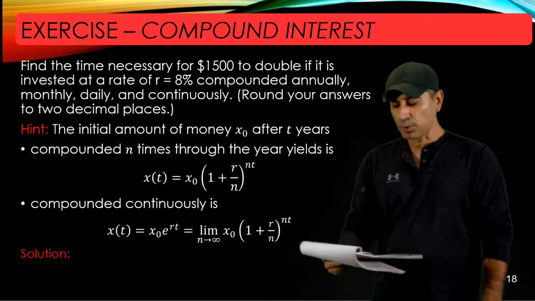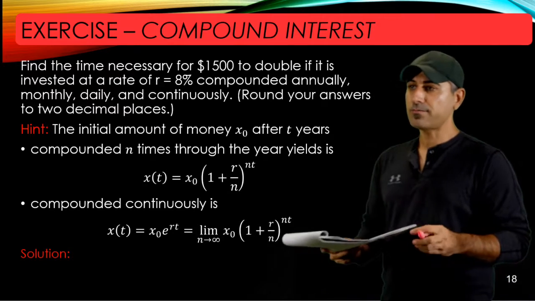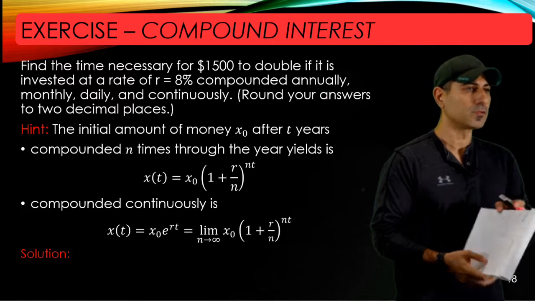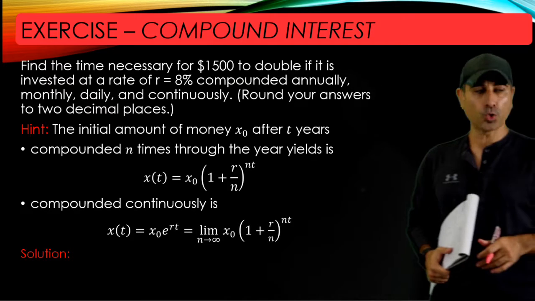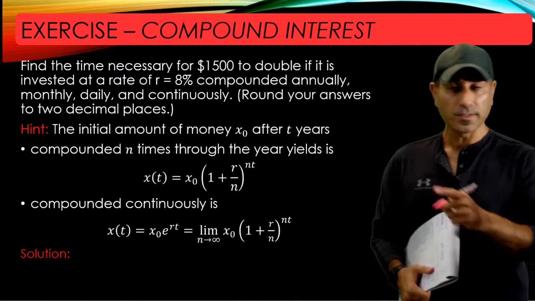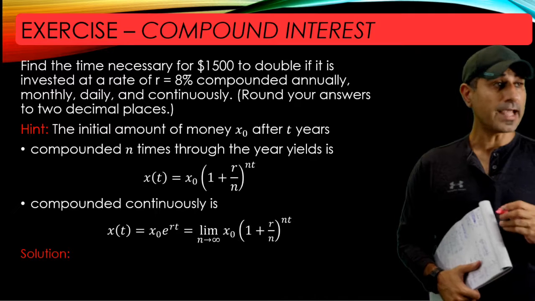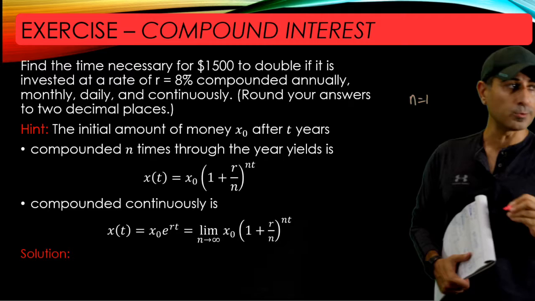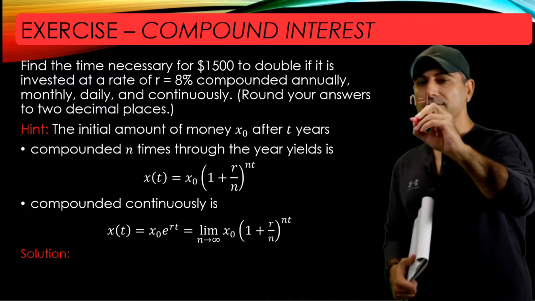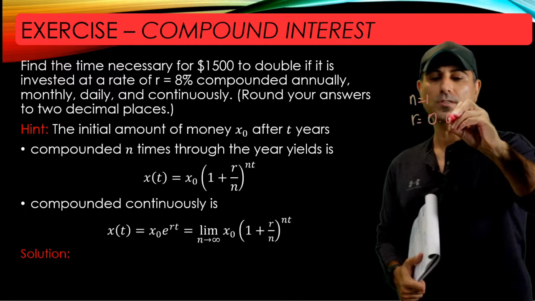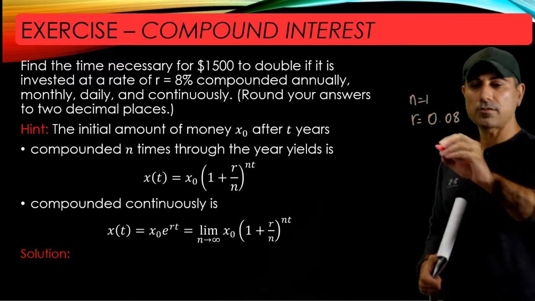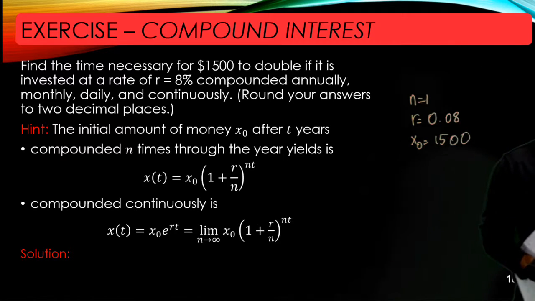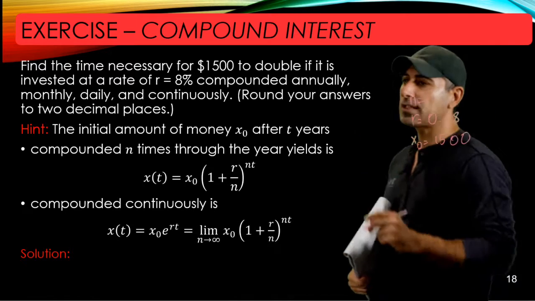So let's start with the annual compounding, and we have the solution already given in this form. Since n is the number of times during the year that you compound the total accumulated money, and we are talking about yearly compounding, n is going to be 1 for part A. And r is the given rate, so that's fixed, 0.08. And the initial amount is $1,500, and the final amount that I want to reach is $3,000.